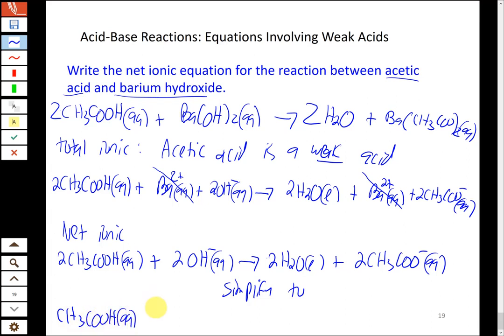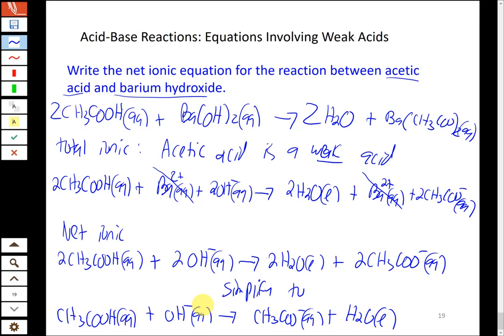So acetic acid aqueous plus OH minus aqueous forms acetate and water. I guess I switched the order of the products, but it doesn't matter. So that's the net ionic equation. It's more complicated when weak acids are involved because the acid does not dissociate completely, and so you write that as an intact molecule, and only the species that dissociate, the ionic compounds, will be written as ions. So it's more complicated, but that's how we would do it for a weak acid reaction.